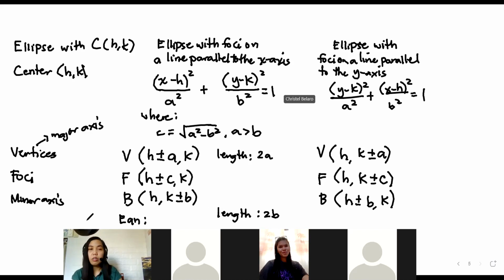Okay? The equation for minor axis, 'di ba ang minor axis natin dito ay nasaan? Nasa y. So ang equation ay x equals h. Okay? So dito, the equation ng minor axis is y equals k.